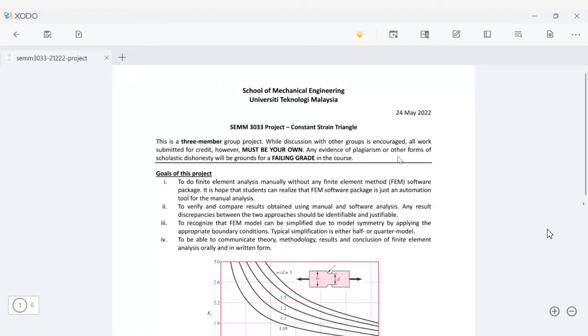Any evidence of plagiarism or other form of scholastic dishonesty will be grounds for a failing grade. So I will give 0 for your project. This happened before. A student copied some of the papers from the internet, and he or she did not understand anything, so I gave that group a 0.